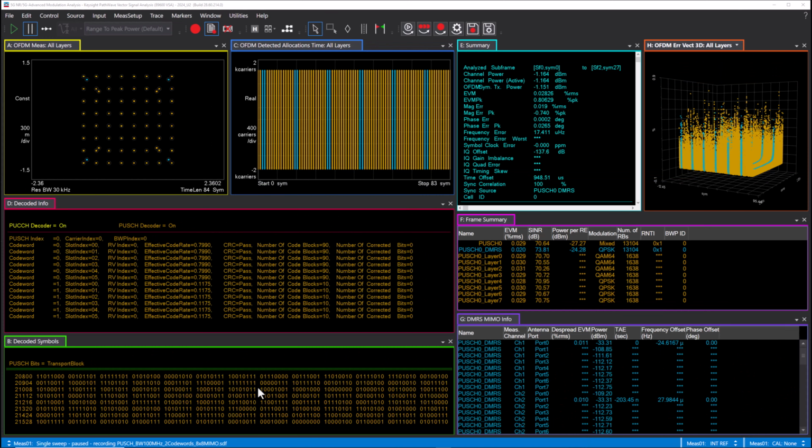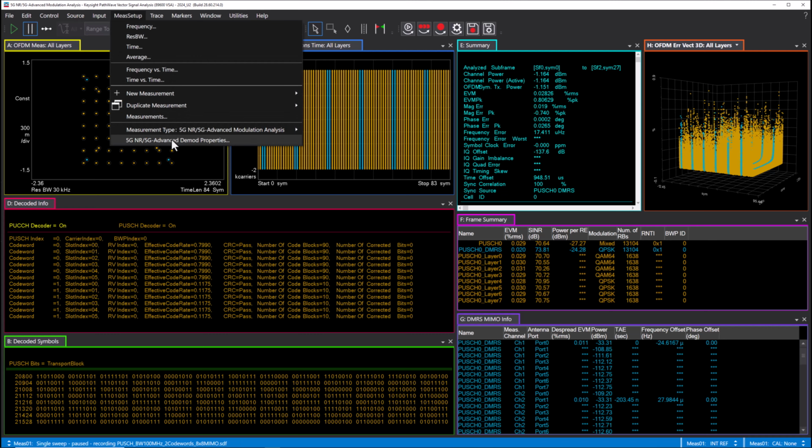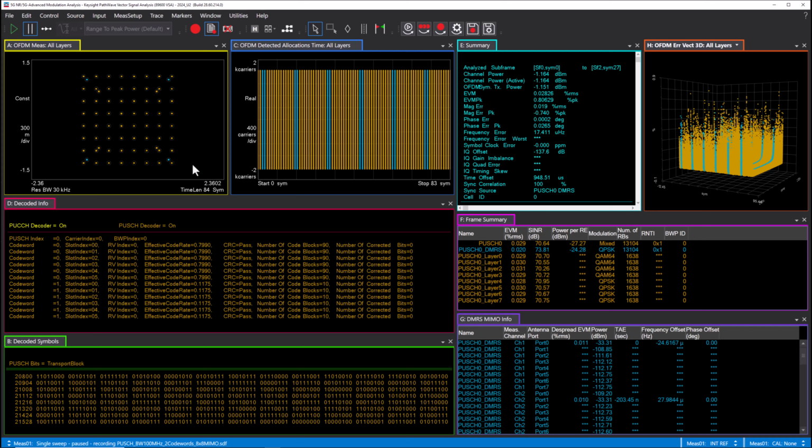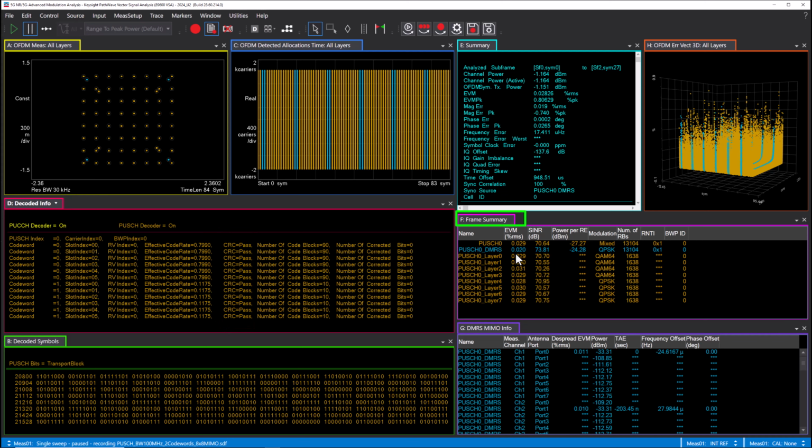As mentioned, 5G Advanced also enhances single-user MIMO in the uplink, increasing the maximum number of spatially multiplexed layers from 4 to 8. Here, I have an uplink example with a single user utilizing 8 spatially multiplexed ports or layers for 8x8 MIMO. The same set of measurements available for multi-user MIMO is also available for single-user MIMO. Since the signal has channel encoding, you can decode it to obtain CRC information. In addition, I am showing the frame summary trace with per layer EVM.